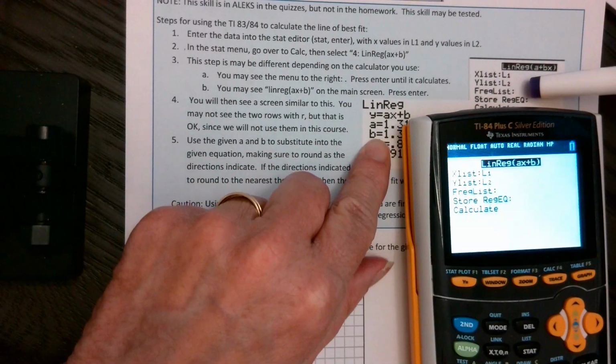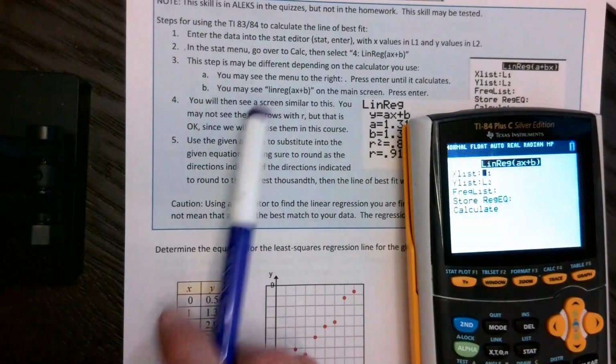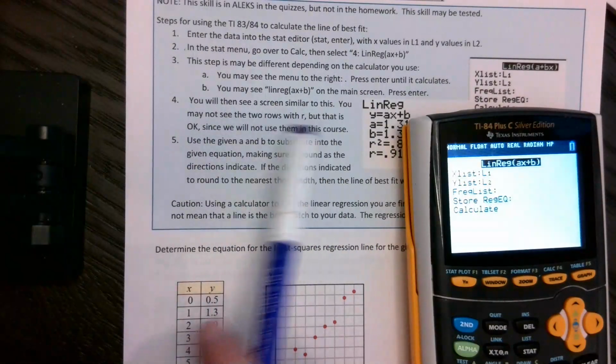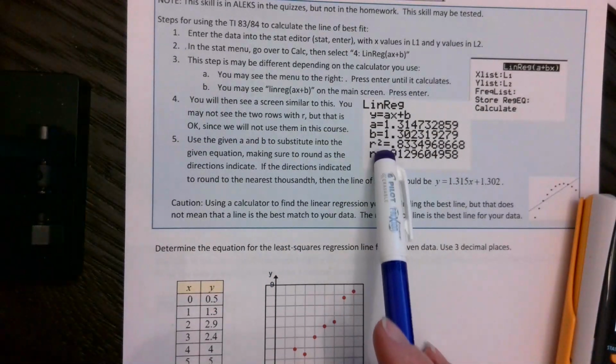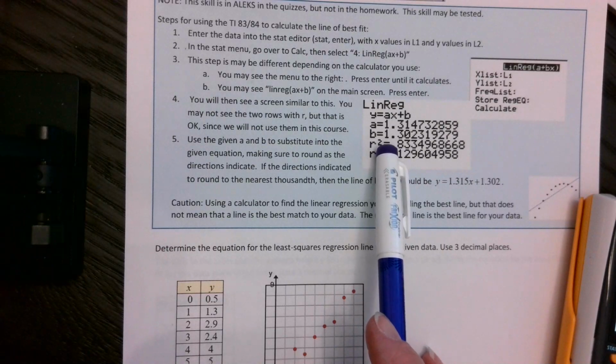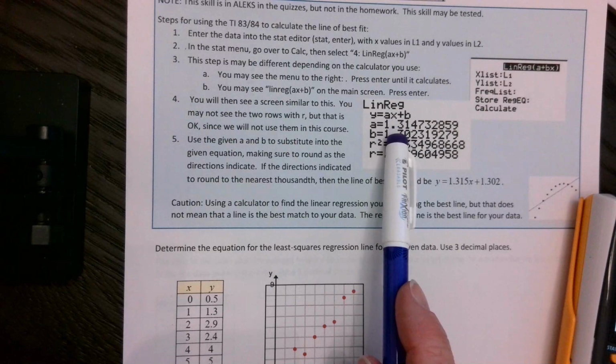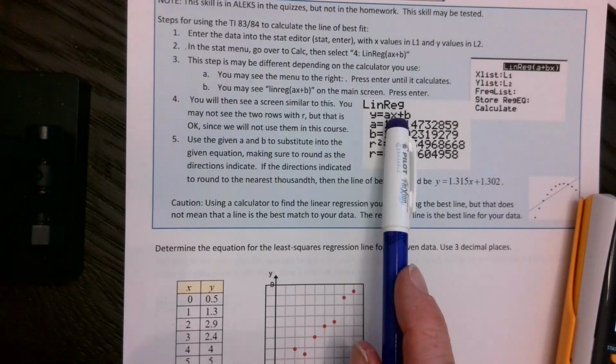So you will then see a screen similar to this. You may or may not see the 2 rows with R's. You do not have to worry about these because we don't use them in this class anyway. Then you're going to use your A for your slope and your B for your y-intercept. All right.